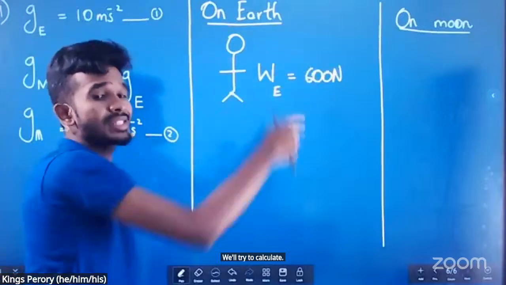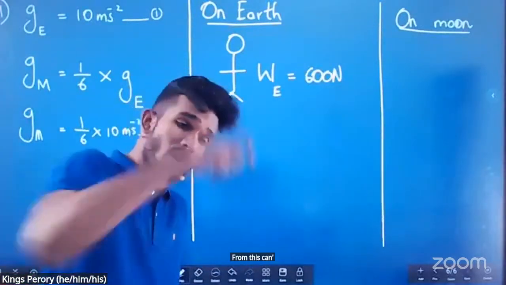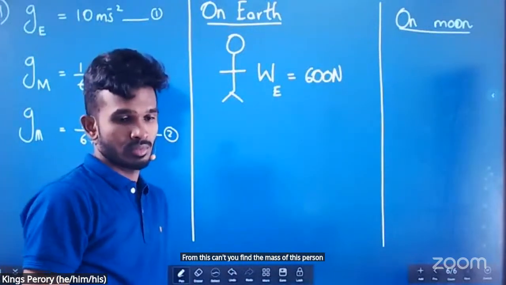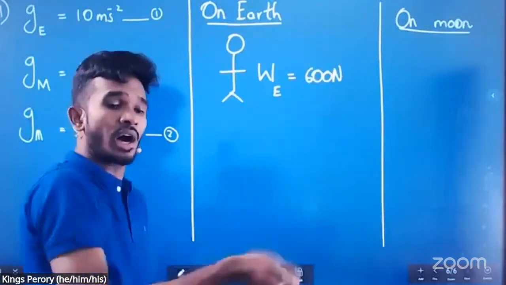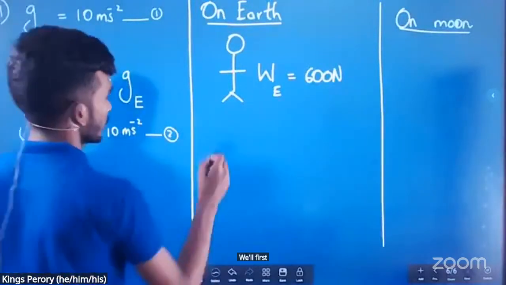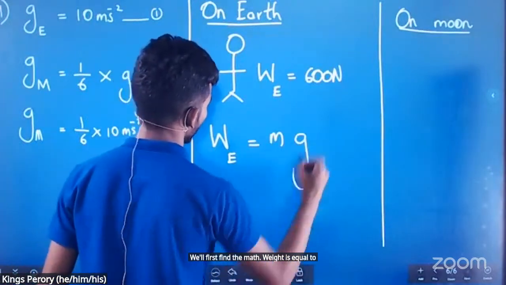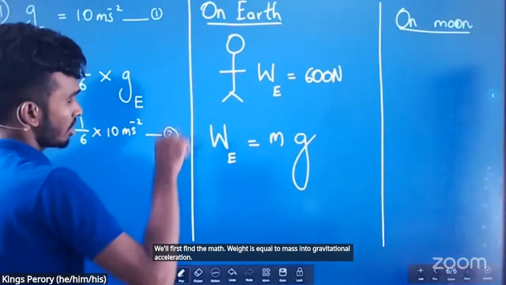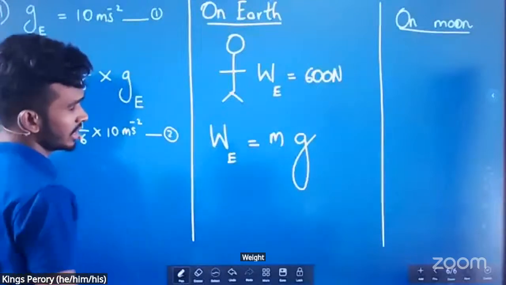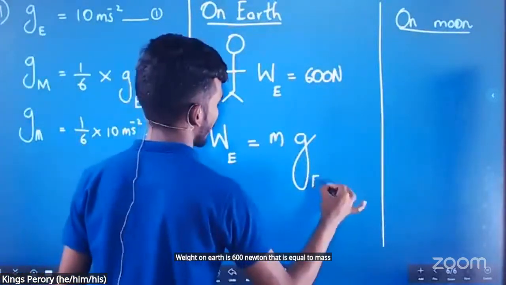Weight on earth is 600 Newton. From this, can't you find the mass of this person? From the weight on earth, can't you find the mass? We can. We'll first find the mass. Weight is equal to mass into gravitational acceleration. Weight on earth is 600 Newton, that is equal to mass into gravitational acceleration on earth.